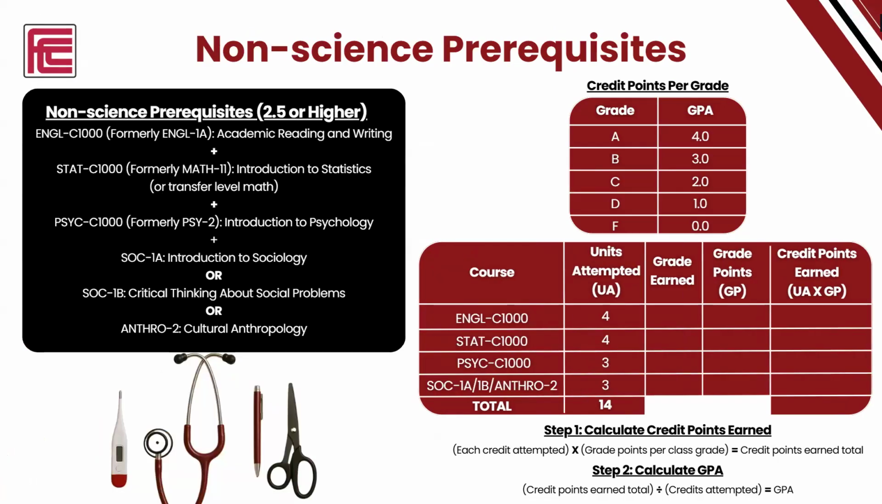In addition, you can obtain more points for the multiple criteria screening based solely on your non-science GPA. Your non-science GPA is calculated the same way using English, statistics, psychology, and sociology or anthropology. A non-science GPA of 3.75 or higher earns the maximum points in the multiple criteria screening process. Again, multiply each course's grade points by its units, add them together, and divide by the total units attempted to find your GPA.